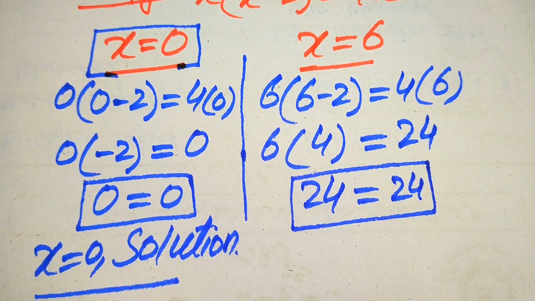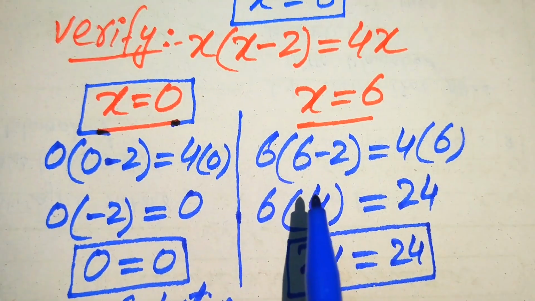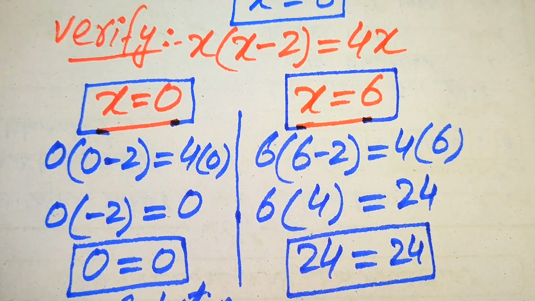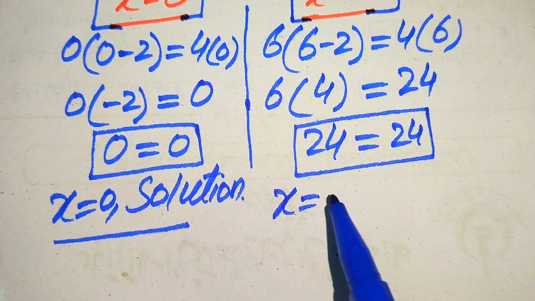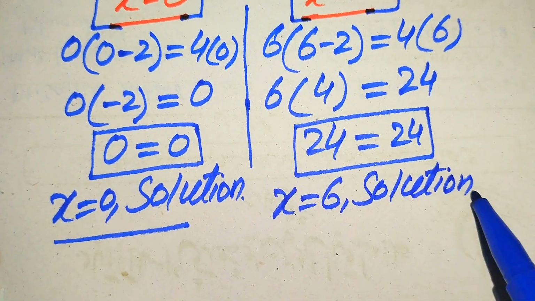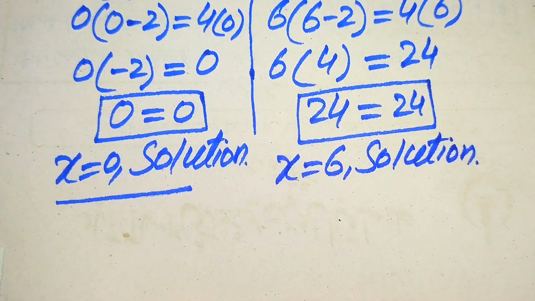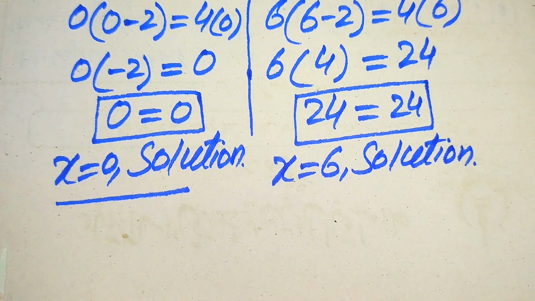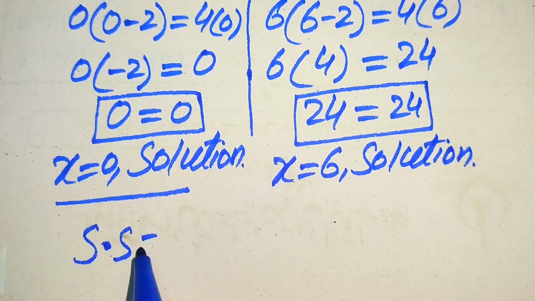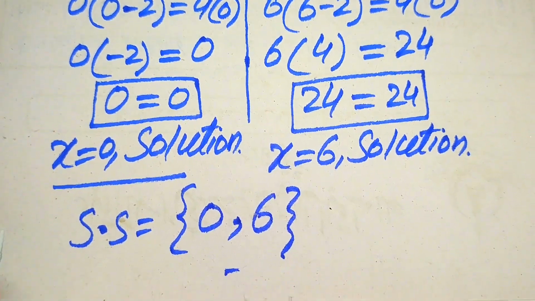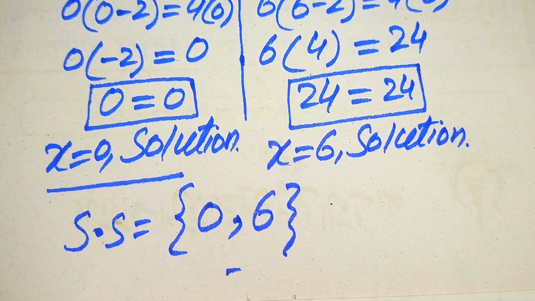This means both sides are equal when we choose x equals 6, so x equals 6 also satisfies our given equation and is also a solution. So this question does not have any extraneous root. Here I can explain the term extraneous root: the roots which cannot satisfy our given equation are called extraneous roots. So in the first method the solution set is 0 and 6.